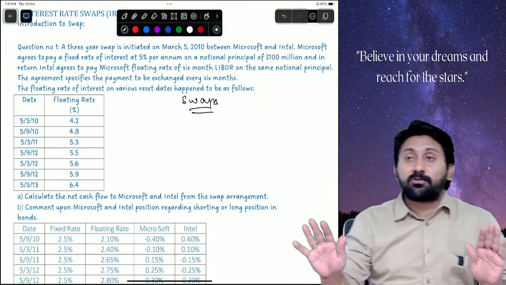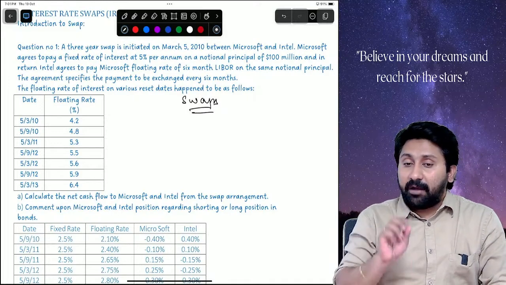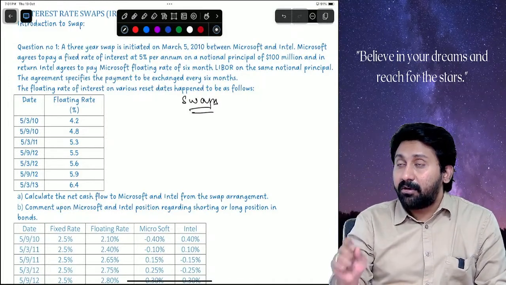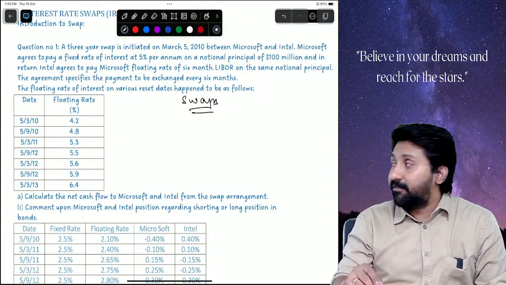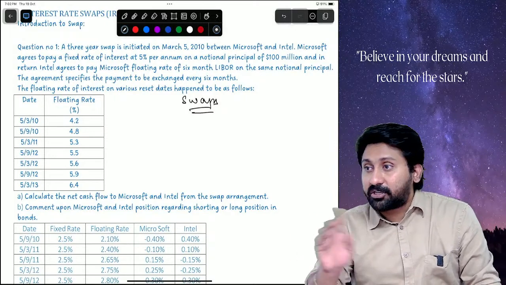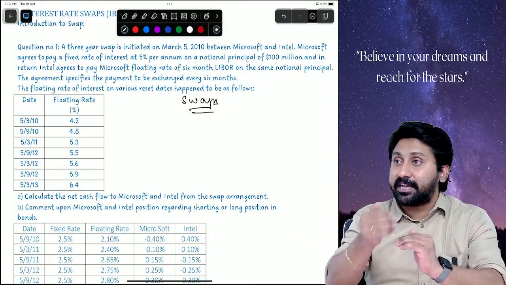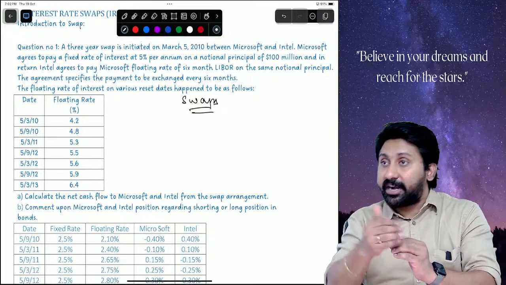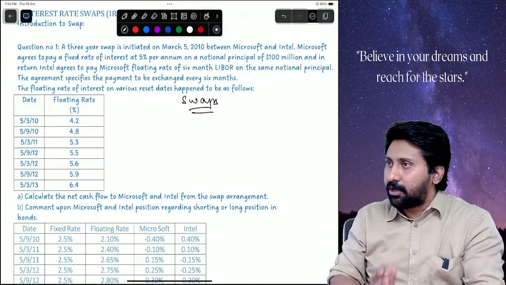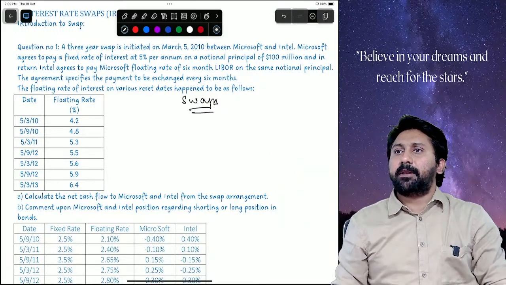But everyone has to understand, whoever is listening, we are not exchanging actual interest rates. We are only exchanging notional interest rates. You will get a doubt as to what is this actual interest and what is this notional interest. I will give you an example.